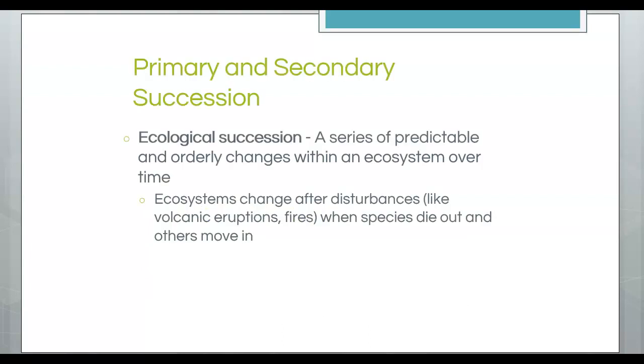So when we talk about ecological succession, we're really talking about how an ecosystem recovers after it's been damaged. It's a series of predictable and orderly changes that happen in an ecosystem over time. It can happen as species die out and other ones move in, and it often occurs after some sort of disturbance like a forest fire or a volcanic eruption or some other disturbance.